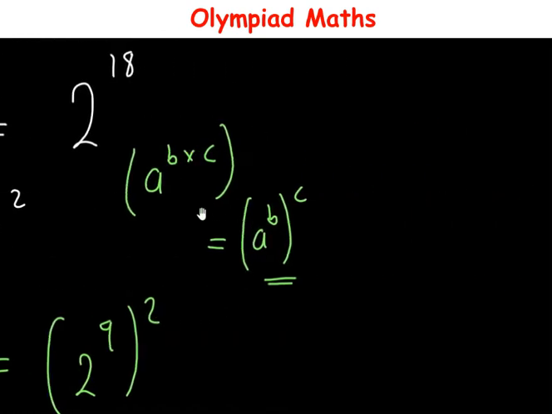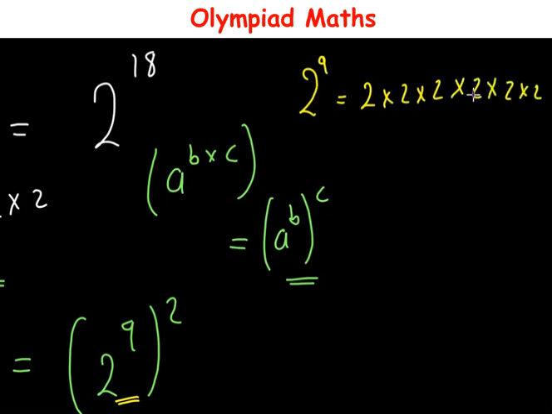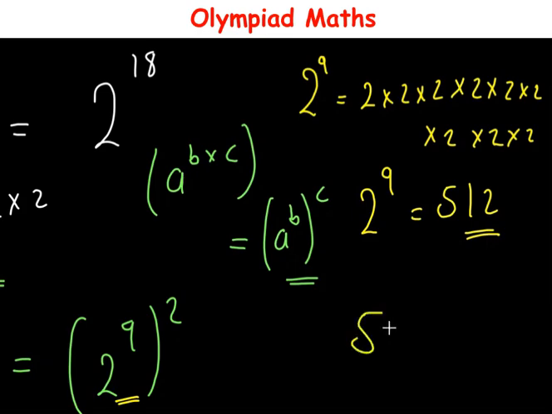So with this, the next thing for us to do is to simplify the value of 2 raised to power 9. So right here, 2 raised to power 9 is simply 2 in 9 places. So we have 2 times 2 times 2 times 2 times 2 times 2, 1, 2, 3, 4, 5, 6, 7, 8, 9. And if you multiply this, we have the value of 2 raised to power 9 to equal 512. So instead of writing 2 raised to power 9, we'll put down 512. This becomes 512, then all raised to power 2.